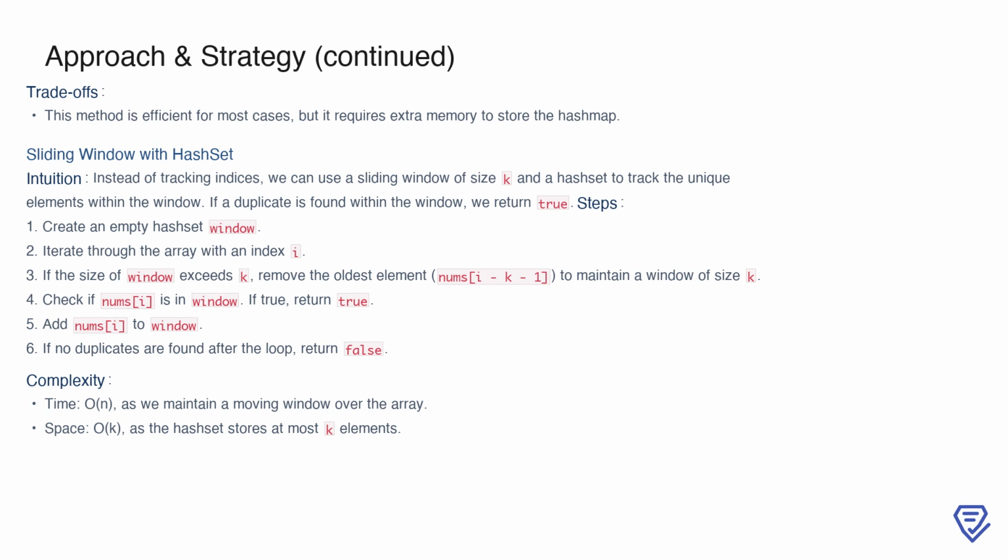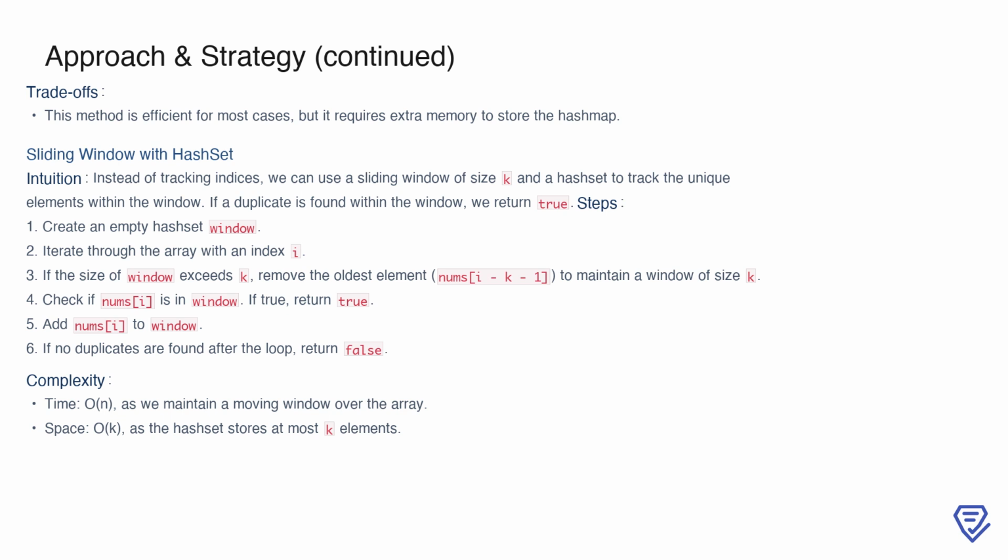Another alternative is the sliding window technique using a hash set. Instead of tracking indices, we maintain a hash set to represent a sliding window of size k, containing the unique elements within that range. As we iterate through the array, we ensure the hash set only contains the most recent k elements by removing the oldest element if the size exceeds k. If the current number exists in the hash set, it indicates a duplicate within the window, and we return true. Otherwise, we add the current number to the hash set.